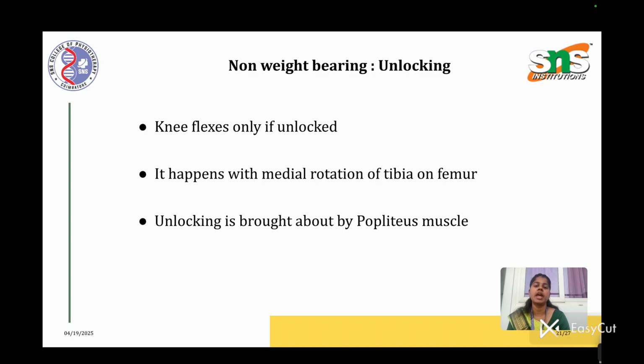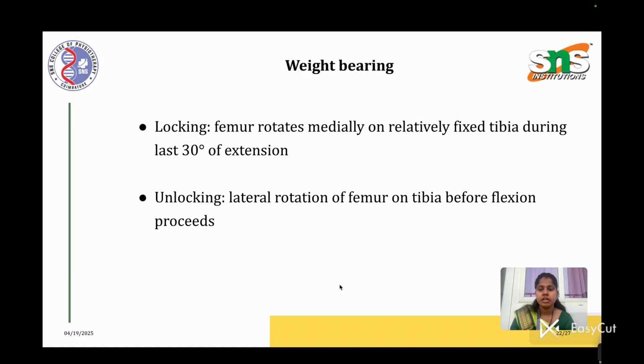So coming to non-weight bearing, that is unlocking. The knee flexes only if unlocked. It happens with medial rotation of the tibia on the femur. Unlocking is brought about by the popliteus muscle. So in locking, the femur rotates medially on a relatively fixed tibia during the last 30 degrees of flexion. In unlocking, there is lateral rotation of the femur on the tibia before flexion proceeds.